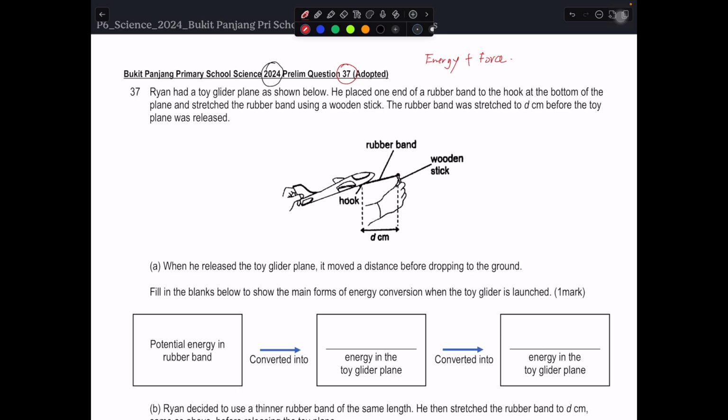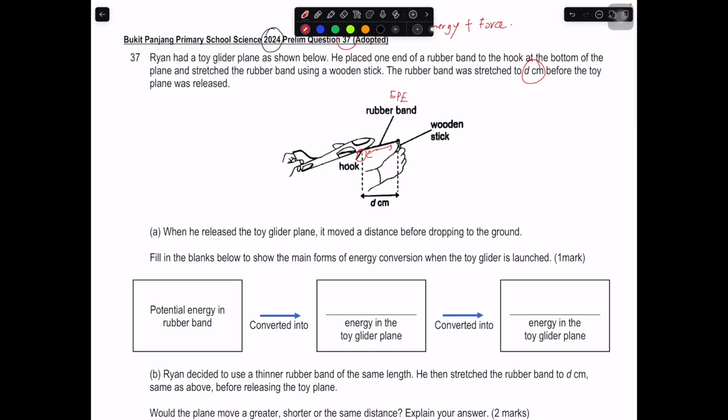He placed one end of the rubber band on the hook, on the hook over here at the bottom of the plane, and stretched the rubber band using a wooden stick. So the rubber band over here is stretched. When it's stretched, it will possess elastic potential energy. They are stretched to a distance of d cm. So when the toy glider plane is released, it moves a distance.